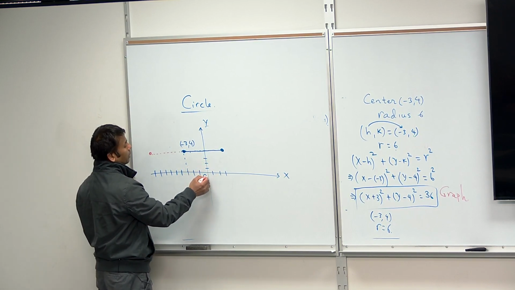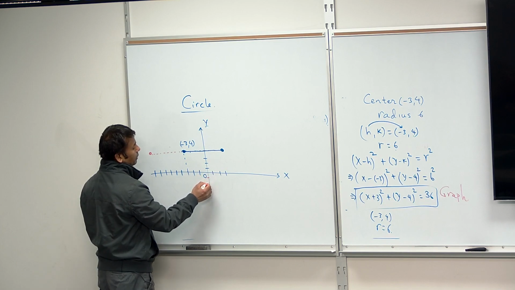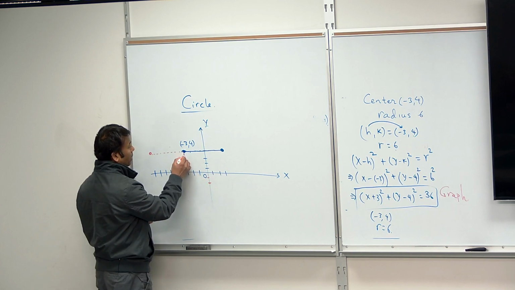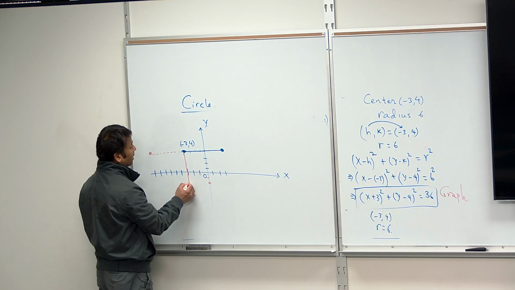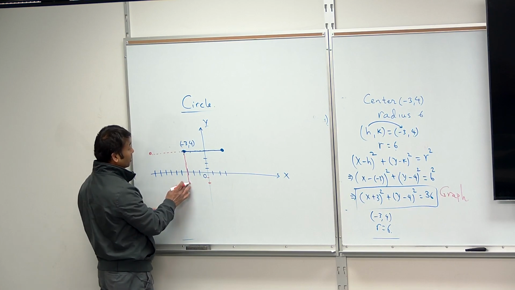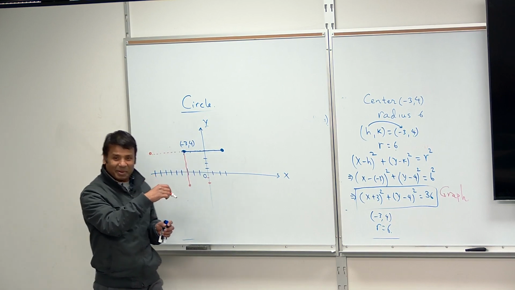So now this is 6 units down: 1 unit down, 2 units down, 3 units down, 4 units down, 5 units down, 6 units down. Like this. This is also on the circumference of the circle. You see what I'm talking about, right?